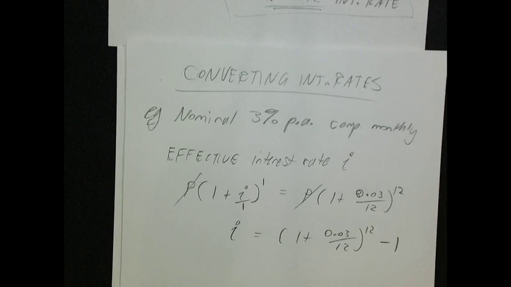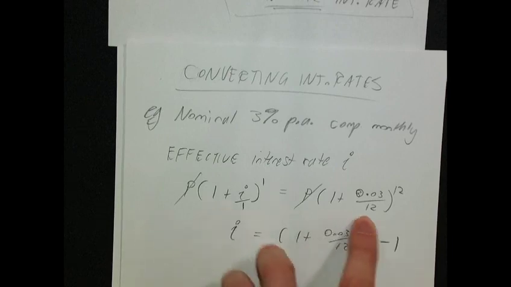So that's converting a nominal interest rate at a certain amount of compounding to an effective interest rate. It should be possible to convert the other way as well by the same reasoning. Personally, I have trouble remembering formulas, so I would do this every time. So I do have to divide this one by 12 when converting to the effective interest rate. Is that what came up when you were doing it? That was a problem?